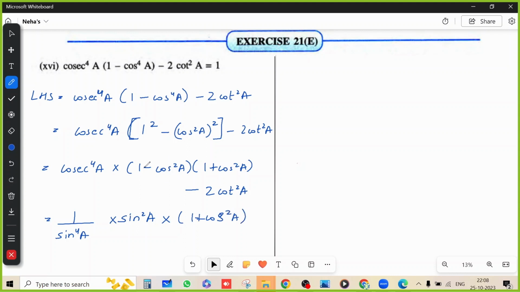Now this is because sine square theta plus cos square theta is equal to 1. Therefore 1 minus cos square theta will be equal to sine square theta. We know that cosec a is equal to 1 upon sine a, because cosec and sine are reciprocal of each other. So this will cancel out sine square a here and here. So we are left with 1 divided by sine square a, and this was minus 2 cot square a.